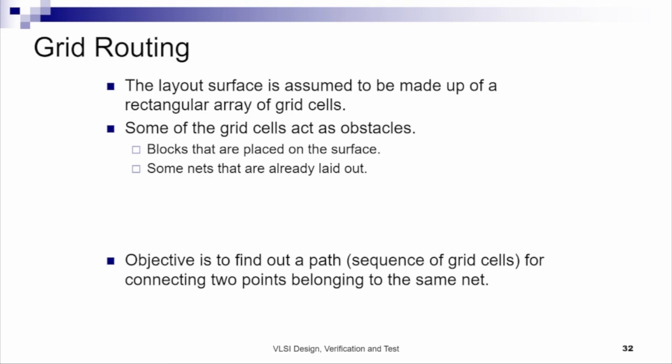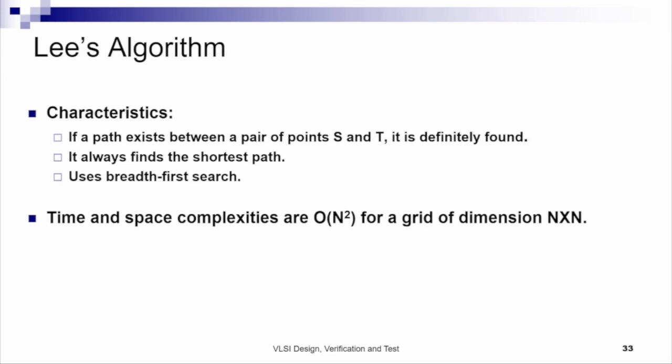In grid routing, the layout surface is assumed to be made up of a rectangular array of grid cells. Some of these grid cells act as obstacles. So what could be the obstacles? They could be blocks that are placed on the surface, or they could be some nets that are already laid out. Now we want to lay a new net. We cannot cross these nets, because that would create an electrical short. And we cannot cross through the blocks because those are circuit blocks. So we have to do the routing through the remaining vacant space available. What is the objective? The objective is to find a path, a sequence of grid cells, for connecting two points belonging to the same net. We do this through Lee's algorithm.